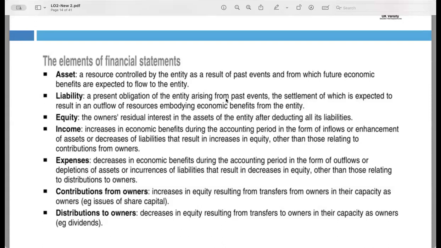Then next is liability. A liability is a present obligation of the entity arising from past events, the settlement of which is expected to result in an outflow of resources embodying economic benefits. Liabilities indicate the company's financial obligations, such as loans, accounts payable, and other debts that must be settled in the future.